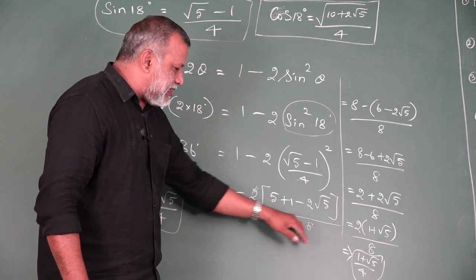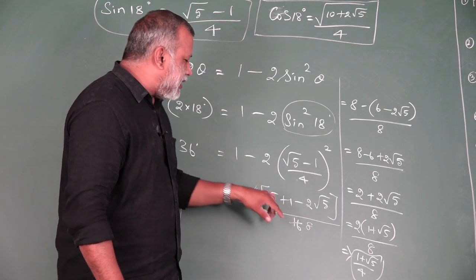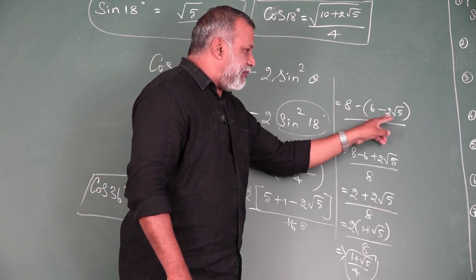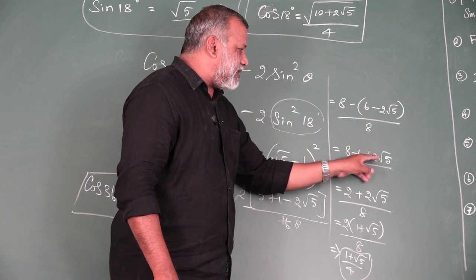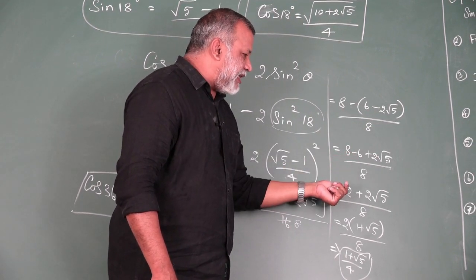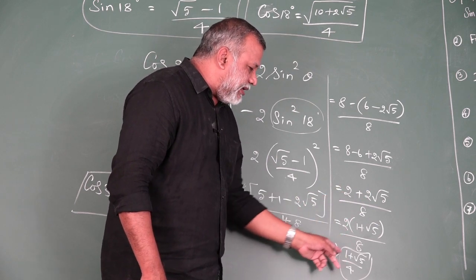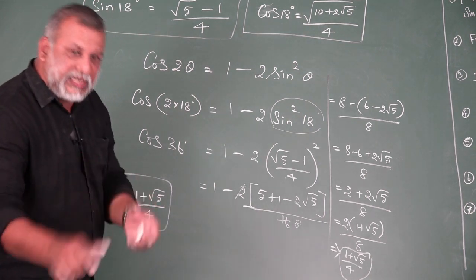These 2 and 16 will be eliminated. After that take the LCM. So 8 minus 5 plus 1 becomes 6 minus 2 root 5. Then the negative multiplied inside gives minus 6, minus of minus plus, and 8 and 6 will be simplified as 2. Then take out 2 as a common factor. 2 and 8 will be eliminated. We get 1 plus root 5 divided by 4. This is the value of cos 36.